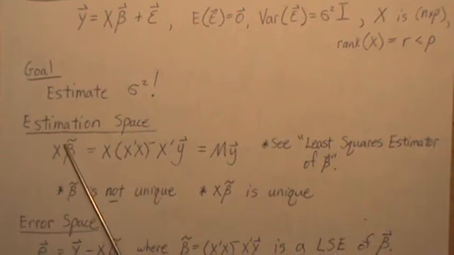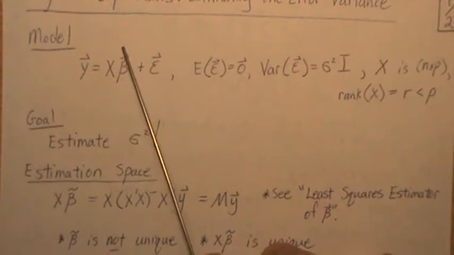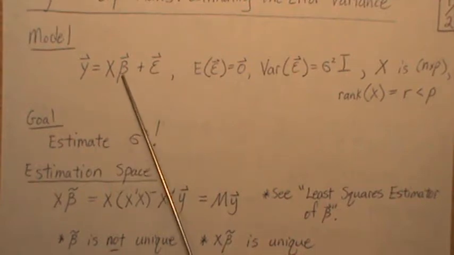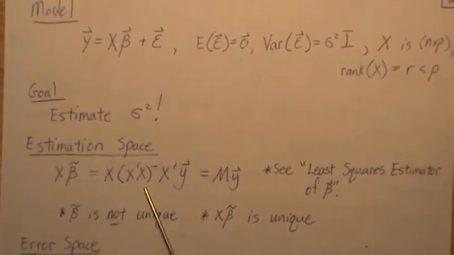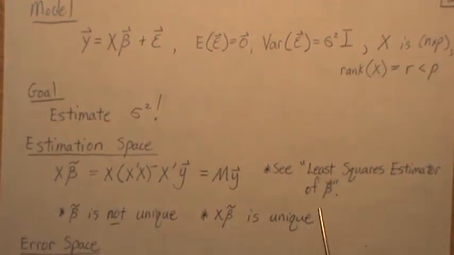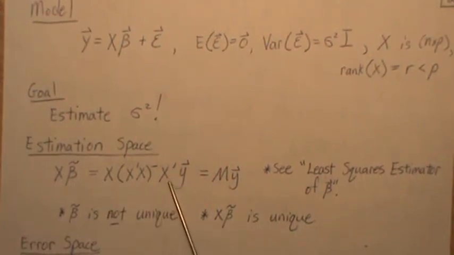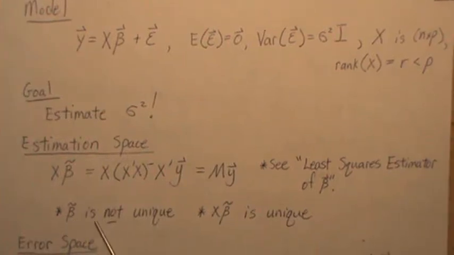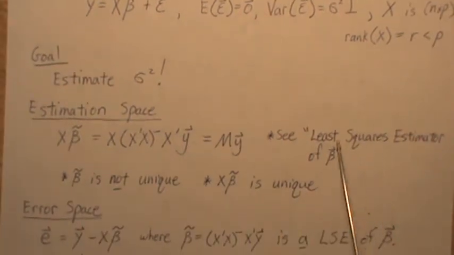Now, as a reminder, the estimation space is this, or the piece of the model that we estimate, x beta. We estimate it with x beta tilde, where this is the least squares estimate. And we've shown in a video, least squares estimator of beta, that it has this form and must equal My, where M is the perpendicular projection matrix on the column space of x. Now beta is not unique, but x times beta tilde is unique. And we proved it all in this video.